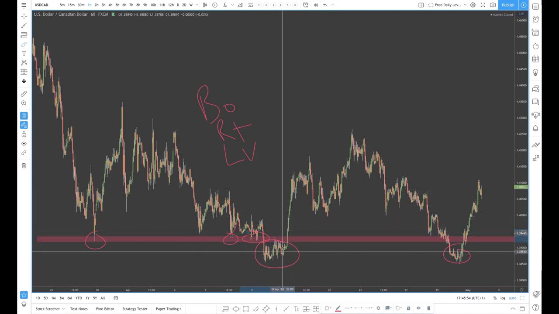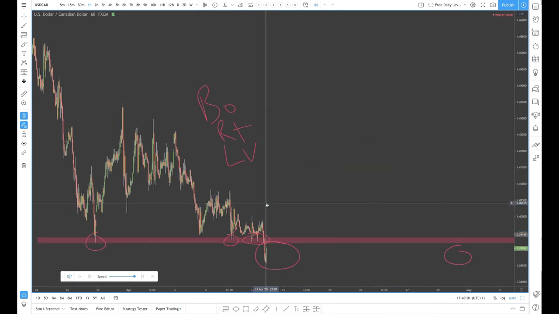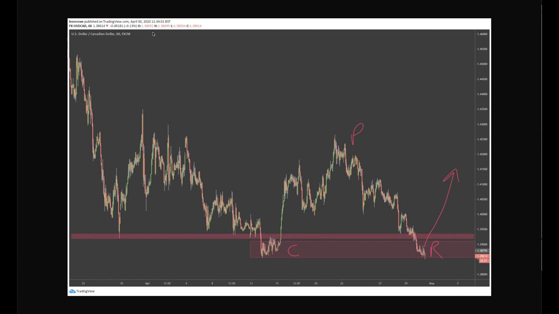So at this point in time, looking back, and this is not hindsight bias, I can show you in our Discord group, I sent this out on the 30th of April at 11:34. This was what was marked out on the chart to the members in the Discord group as what we know as a capture pain relief demand zone. This wasn't done in hindsight, this was done in real time.